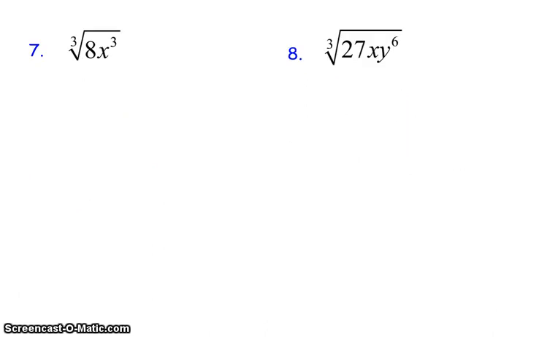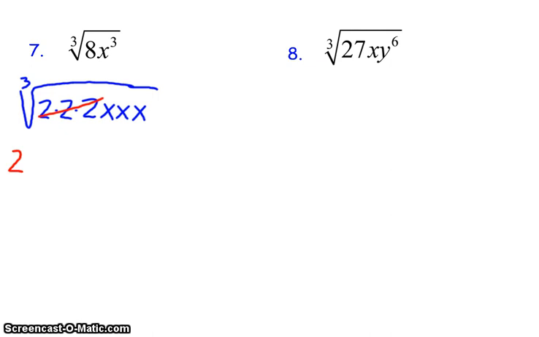Let's take a look at number 7. If we have a cubed root, I like to think of this into its prime factorization. So the cubed root of 2 times 2 times 2, x times x times x. And again, because it is a cubed root, it's going to take 3 in order to come out. So I cross that out and bring a 2 out. Cross that out and bring an x out, and there's nothing left. So actually 2x is our final answer.